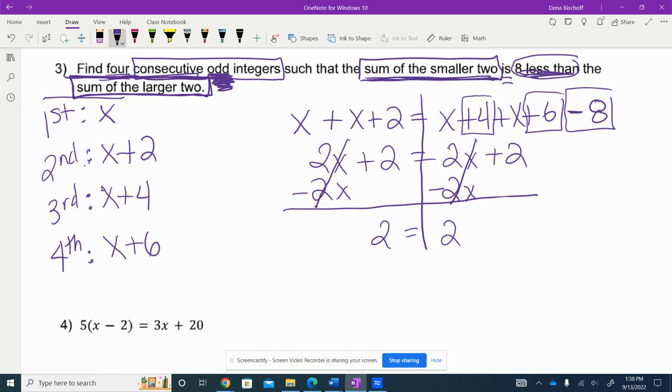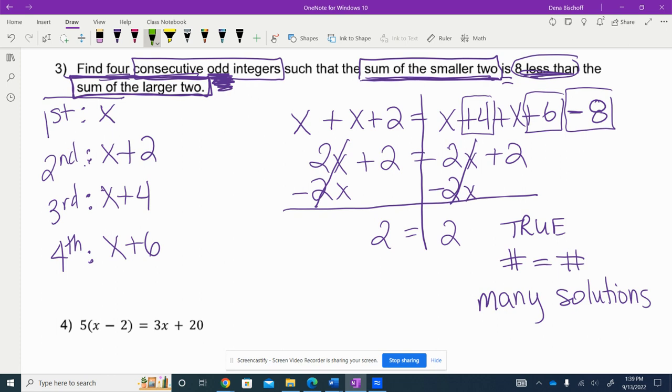So let's talk about this. This is special. Okay? So, does 2 equal 2? So this is true, right? So when you solve an equation and you get a number equal to another number, and it's true, like this, 2 equals 2, this means that this equation has many solutions. This has many solutions. And I want you to know what that means.